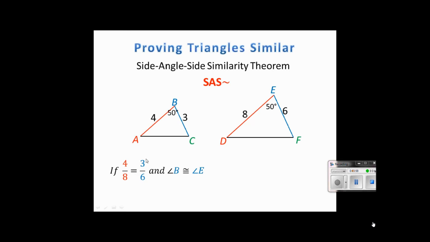If I reduce this, 4 over 8 is 1/2, 3 over 6 is 1/2, and B and E are clearly congruent. They're both 50 degrees, and I've reduced that here. Then that's enough to show that these two triangles are similar. So triangle ABC is similar to triangle DEF by the side-angle-side similarity theorem.